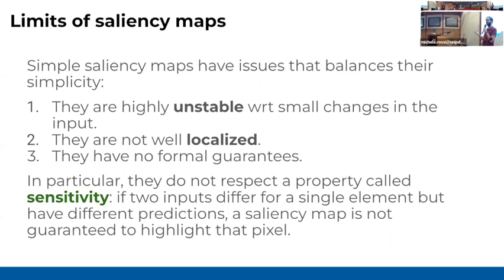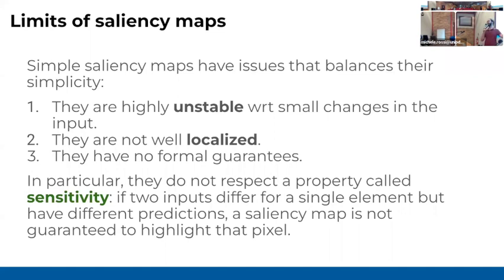Now let's take a step back. These basic saliency maps were proposed in 2013, 2014, but they very soon became updated because they have many disadvantages that balance the fact that they are very simple to compute. In particular, there are three problems here, but the first one is that they're very unstable. If you compute the saliency map, then modify the image a little bit and compute it again, the saliency map will change a lot, because that gradient is highly unstable with respect to the input.